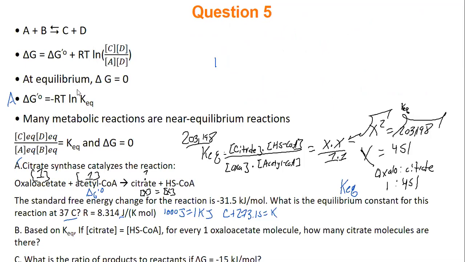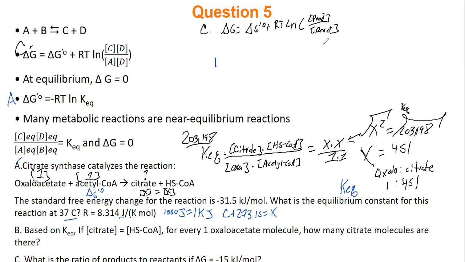All right, so C. What's the ratio of products to reactants if delta G is minus 15 kilojoules per mole? So we want to use the equation that relates delta G to reactants and products, which is the equation I just put the C next to. So delta G equals delta G naught prime plus RT ln products over reactants.